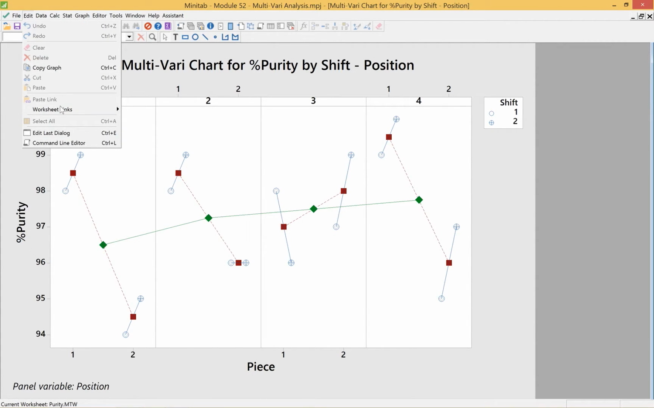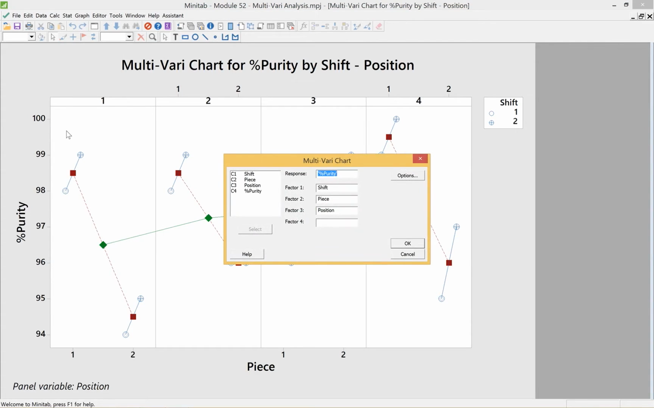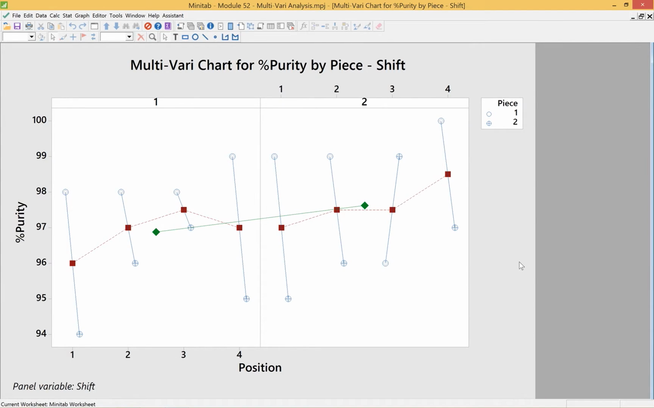Okay, so I edit last dialog box. And now I'm going to change the order in which I've entered them. So I'm going to put piece in, then I'm going to put position, and then shift. All I've done is I'm looking at the same factors, but I'm going to see them in a different way. And now see what happens. Oh, okay, so the position variables are here. So 1, 2, 3, 4, 1, 2, 3, 4. Pieces are in these panels here. So this is 1 and 2.